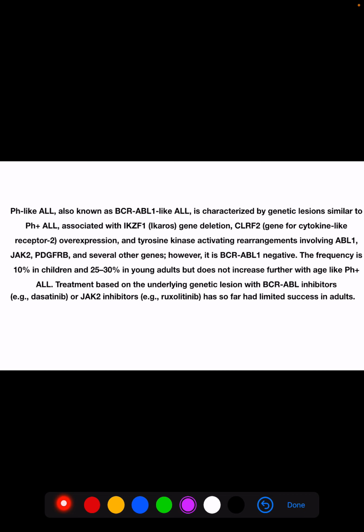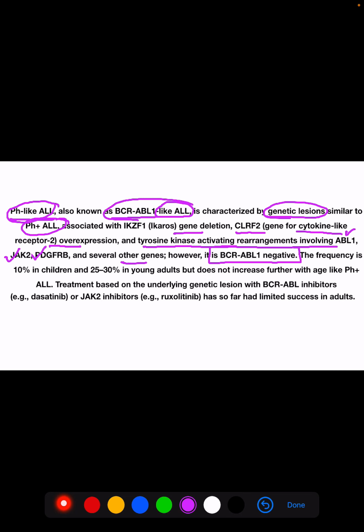If we take Philadelphia-like ALL, this is also known as BCR-ABL1-like ALL. It is characterized by genetic lesions similar to Philadelphia positive ALL, associated with IKZF1 gene deletion, CRLF2, the gene for cytokine-like receptor, overexpression, and tyrosine kinase activating rearrangements involving ABL1, JAK2, PDGFRB and several other genes, but however it is BCR-ABL1 negative. Here what is negative? BCR-ABL1 is negative.